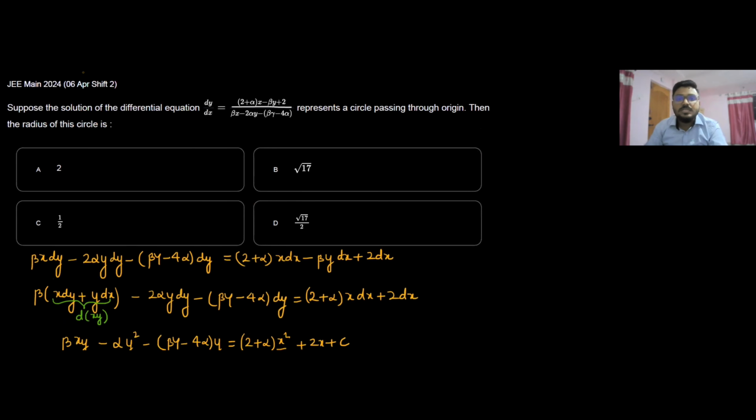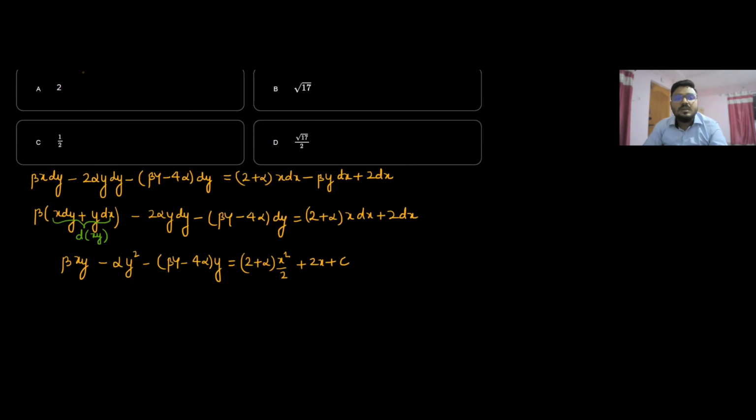Now what they are saying in the question is the solution represents a circle. So circle means there should not be any xy term. So this xy term should not be there, which means beta is 0. Okay. Also for a circle, the coefficient of x square is equal to the coefficient of y square, provided all the terms are on the same side. So if we shift this term to the right hand side, the coefficient of y square will be alpha and the coefficient of x square is 2 plus alpha divided by 2. So from here, 2 alpha equals 2 plus alpha. That gives us alpha equals 2. Okay, we got alpha as well.